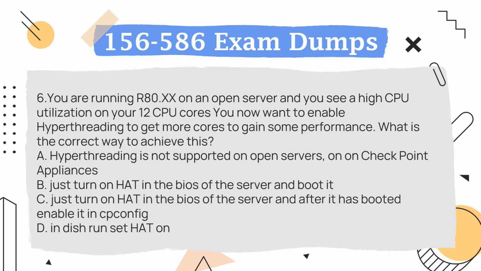6. You are running R80.XX on an open server and you see a high CPU utilization on your 12 CPU cores. You now want to enable hyperthreading to get more cores to gain some performance. What is the correct way to achieve this? A. Hyperthreading is not supported on open servers, only on Checkpoint appliances. B. Just turn on HT in the BIOS of the server and boot it. C. Just turn on HT in the BIOS of the server and after it has booted, enable it in cpconfig. D. In clish run set HT on.